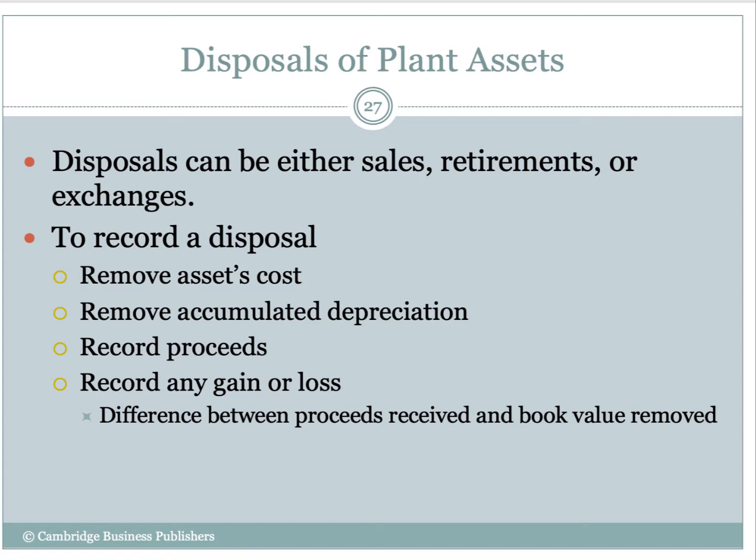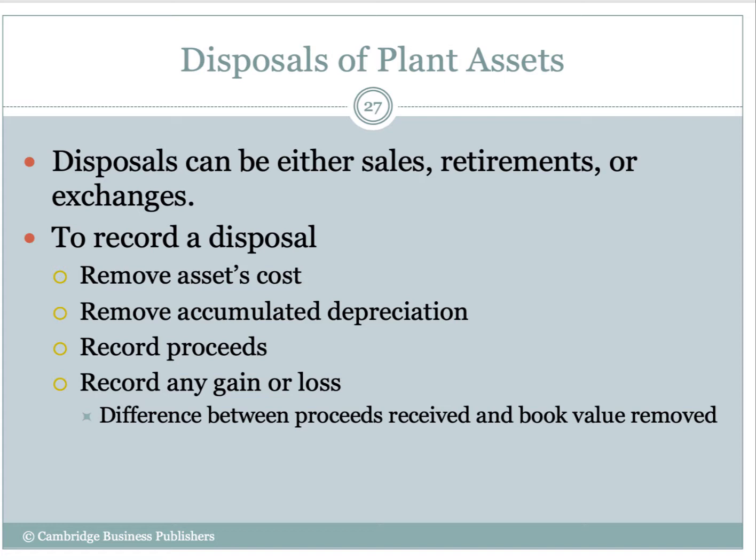Now, we've got to get it off our books, right? So how do we record the disposal of plant assets? Well, first of all, we need to get the asset's cost off the books. Now, let's think for just a moment. What is involved in the asset? Well, we have the cost of the asset itself. We have accumulated depreciation that we need to get off the books.